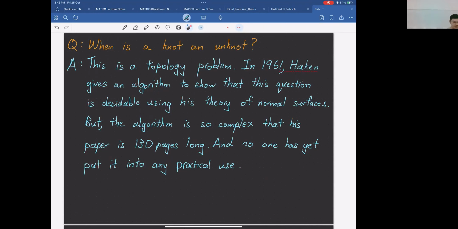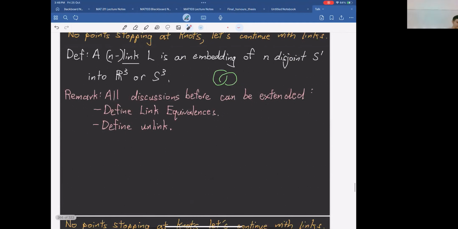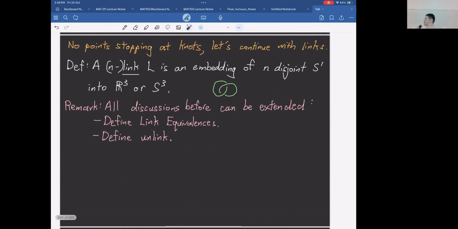Right. So there's no point stopping at knots. We can continue with links. What's an n-link? It's an embedding of n disjoint S1s. For example, I draw 2 disjoint S1s here, so they can link together. And you can imagine there are a few knots that you can link together as well to get an n-link. All previous discussion can be extended, so you can talk about when two links are the same, and you define what is unlinked. Basically, you just put a bunch of circles without knotting.